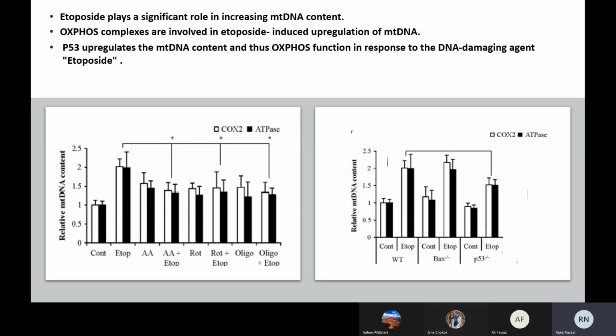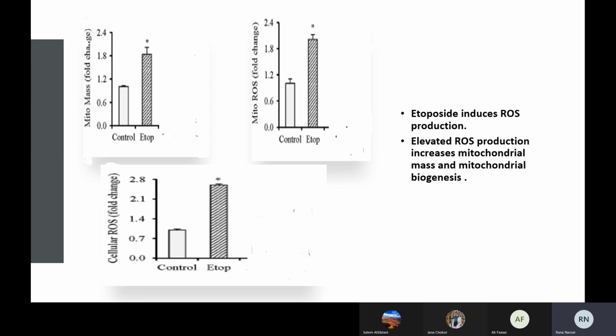And now for etoposide. Etoposide, a DNA damaging agent, induces an increase in the mitochondrial DNA, and this can be clearly seen through the increase in the expression of important genes, like ATPase8 and COX2, that are important for apoptosis. But it is also good to mention that OXPHOS complexes, specifically complexes 1, 3, and 5, play a key role in apoptosis, because upon the addition of the inhibitors of these complexes, a significant downregulation in the mitochondrial DNA content was seen. Now for P53, which is a tumor suppressor gene, it has a combinatorial effect with etoposide to increase the mitochondrial DNA content. Moving on to ROS.